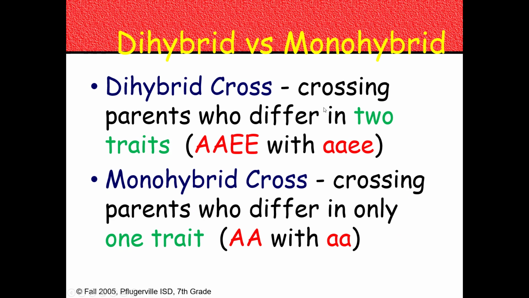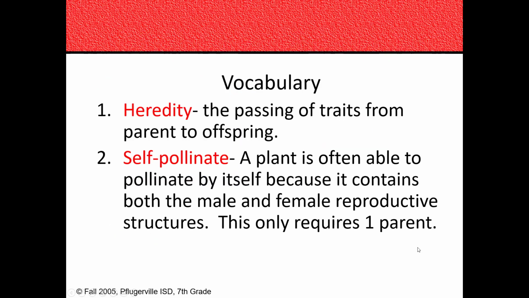Dihybrid cross is something we'll do next week. This is where you have two different traits. You'll have a bunch of different letters. We're not going to talk about that right now. Monohybrid is what we're doing this week, where we're talking about just one trait. So just the A's, whereas here you have A's and E's, and we'll do that later. But we'll stick with one trait just for this week.